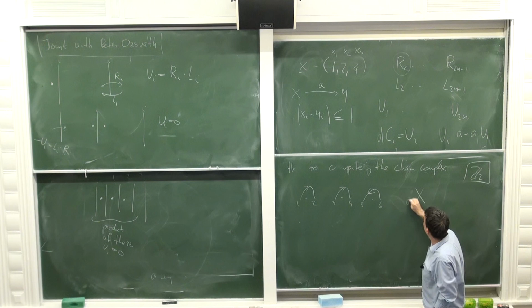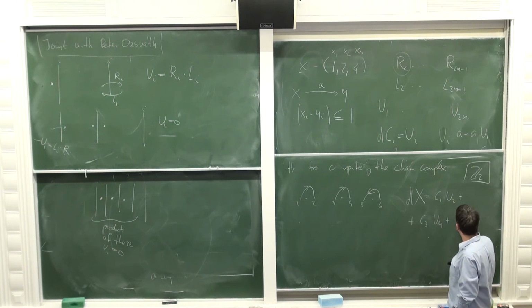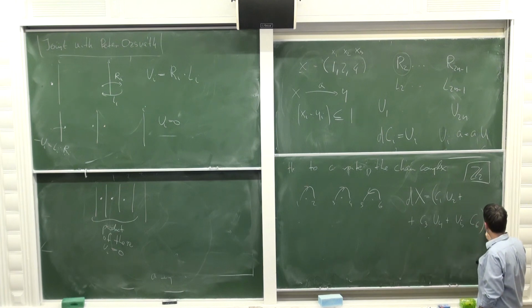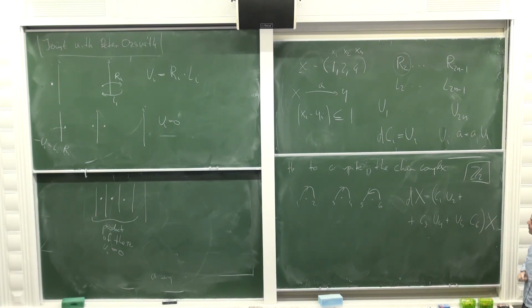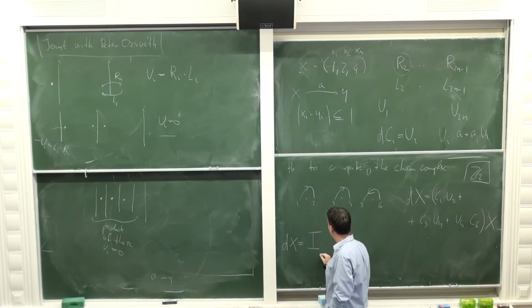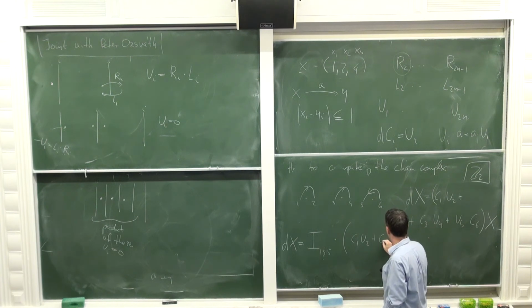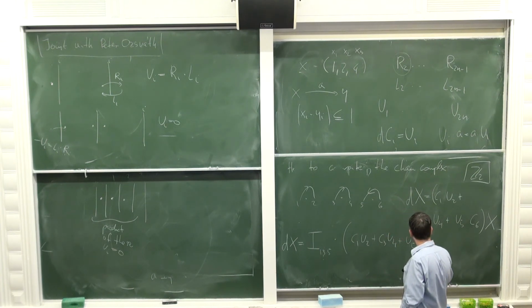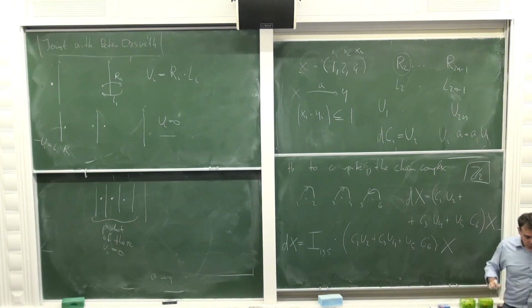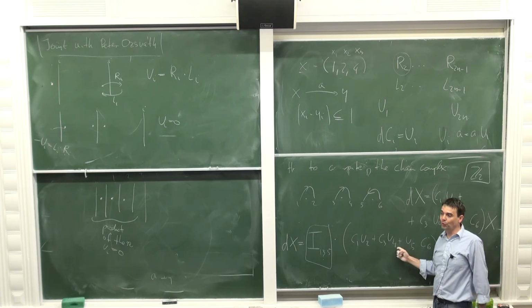So one generator, and the D of X is something like C1 times U2 plus C3 times U4 plus U5 times C6 times X. But to be more honest, what that really means is that D of X is I of 1, 3, 5 times X. So the bottom line is that we have one generator, but in that idempotent, U1 times U2 is 0, and UC times U4 is also 0, and so forth.